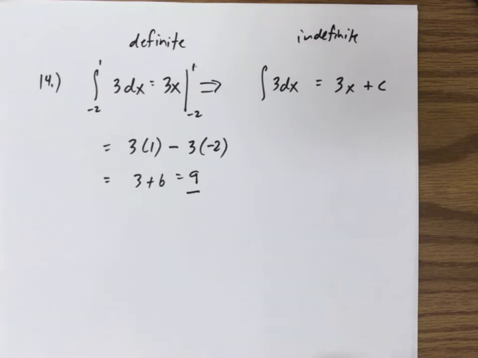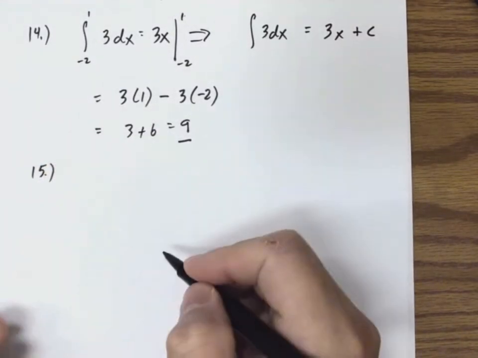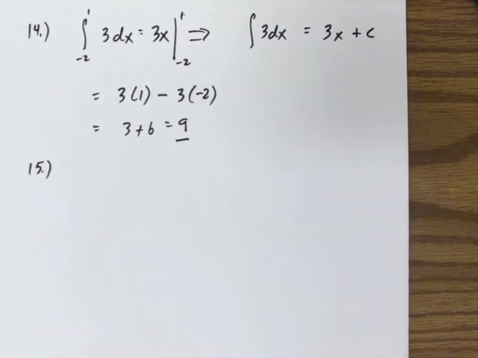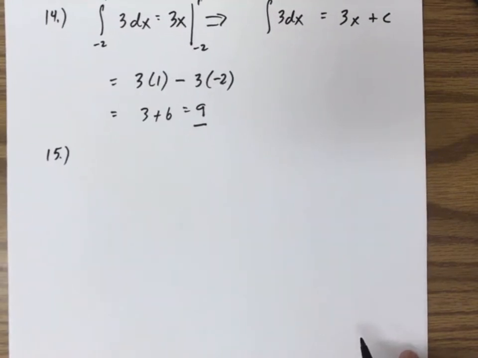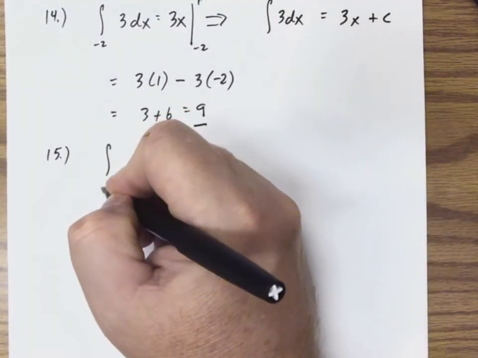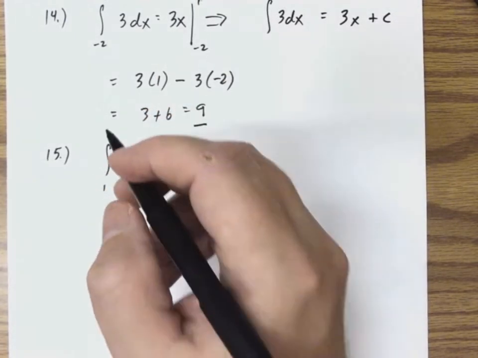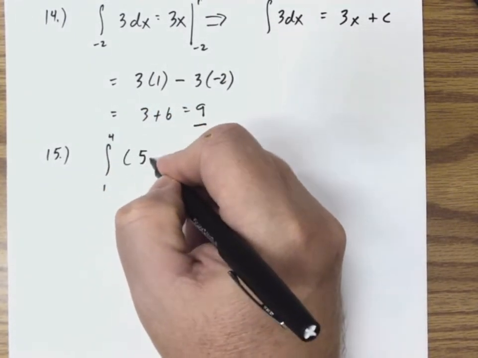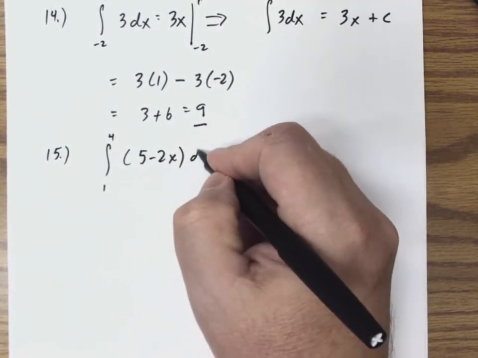All right, hopefully that wasn't too confusing. Let's do a few more of these, and as we do them, if you're a little unsure, hopefully it'll become clear. 15. The integral from 1 to 4 of 5 minus 2x dx.